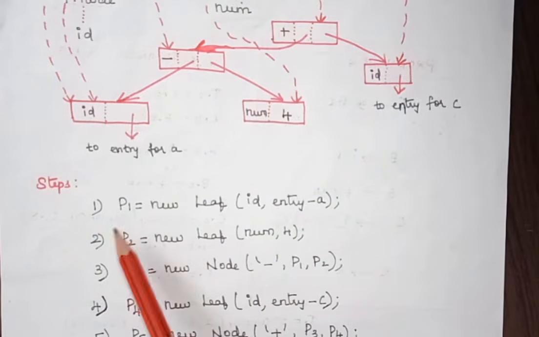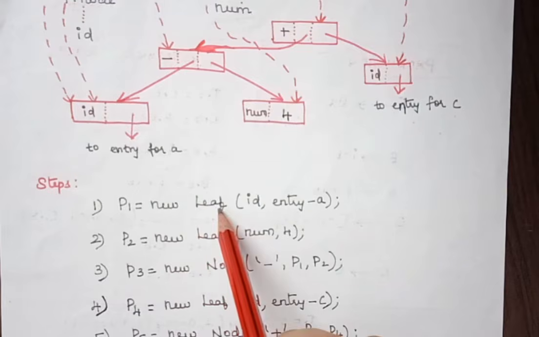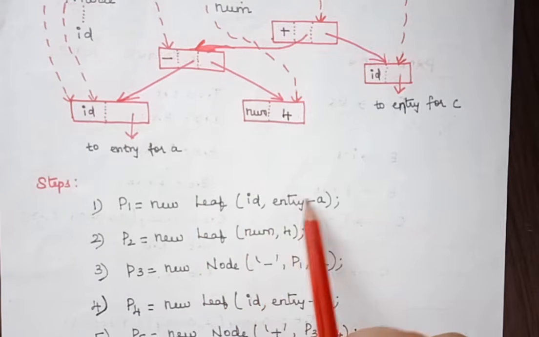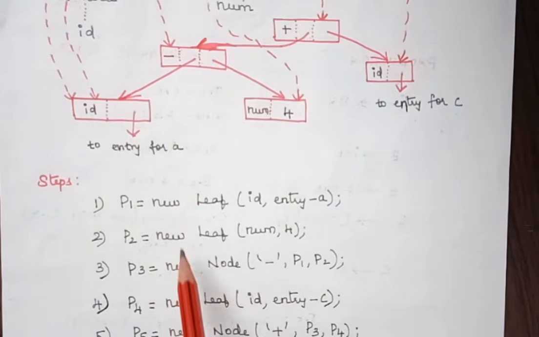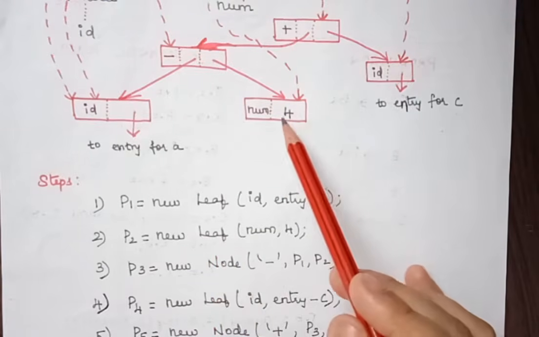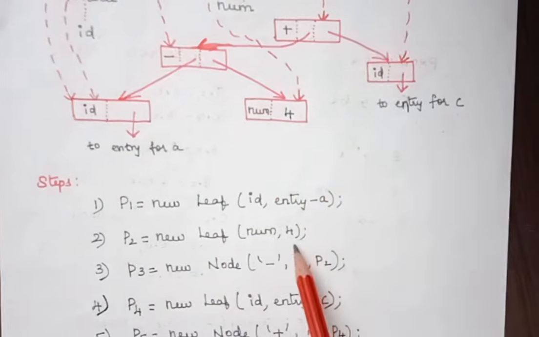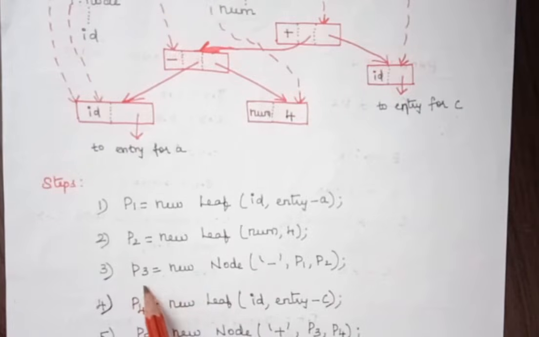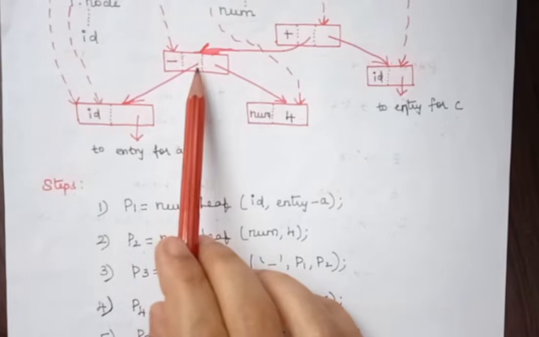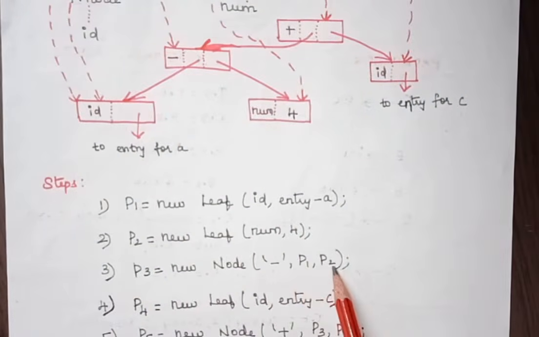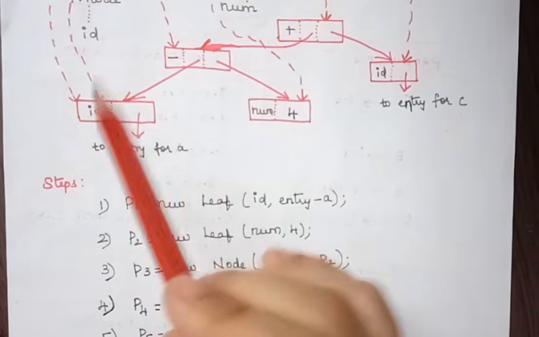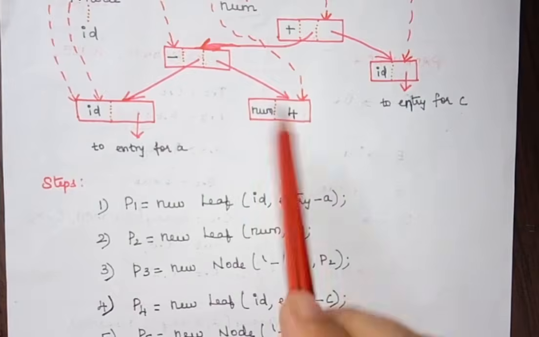So the first step is P1, and for P1 we have created a leaf node, which contains ID and entry for A. So this is the first one, that is P1. Then coming to P2, P2 contains again a leaf node, and this leaf node contains number and 4. And coming to P3, again we are creating a new node, which is an intermediate node. Here we are creating a new node, and this node contains the operator minus, and it contains P1 and P2. So this P1 and P2 are the left child and right child.